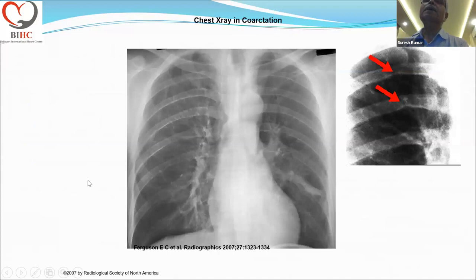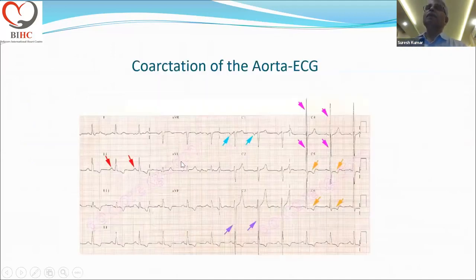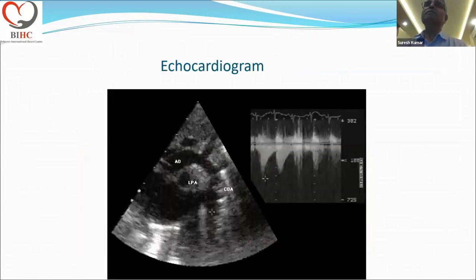This is the rib notching, which is highlighted here. This is downloaded from the net. The prominent aortic knuckle and the rib notching of the 3, 4, 5 ribs. ECG showing LVH with strain. Echo showing, in this case, the typical ischial narrowing with the Doppler showing the diastolic tail.